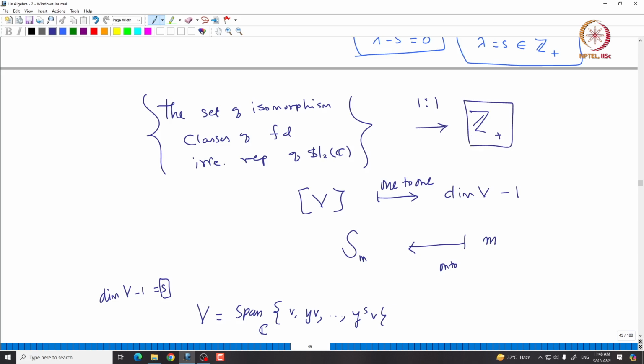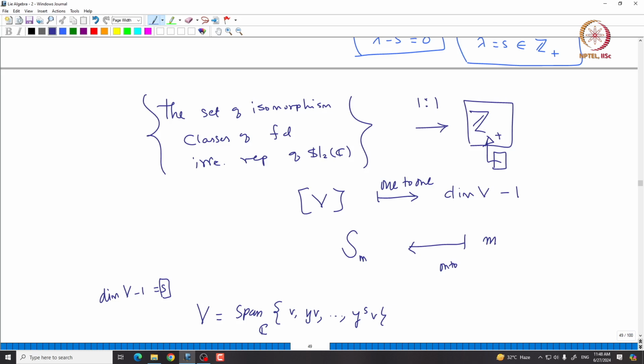We are going to see some analogous picture when we go to SLN representation theory. Of course, we have to replace this Z plus by a somewhat more sophisticated model. That is where semi-standard Young tableaux, Young diagrams and partitions will come in. We will see in the future how to classify all finite dimensional representations of SLN.